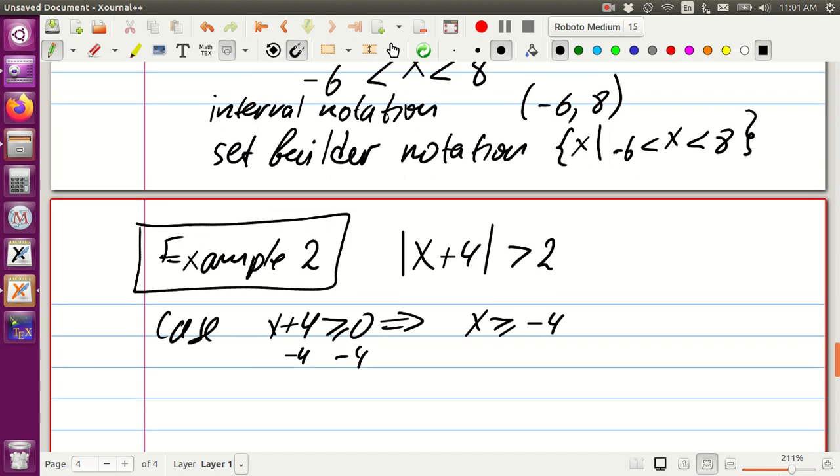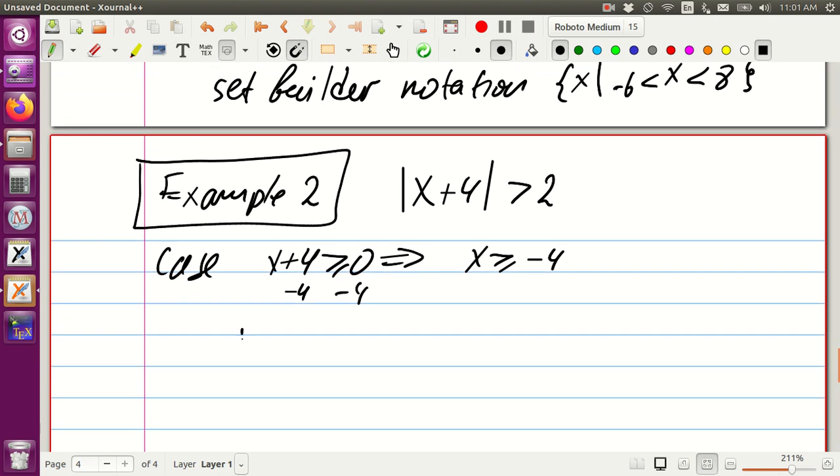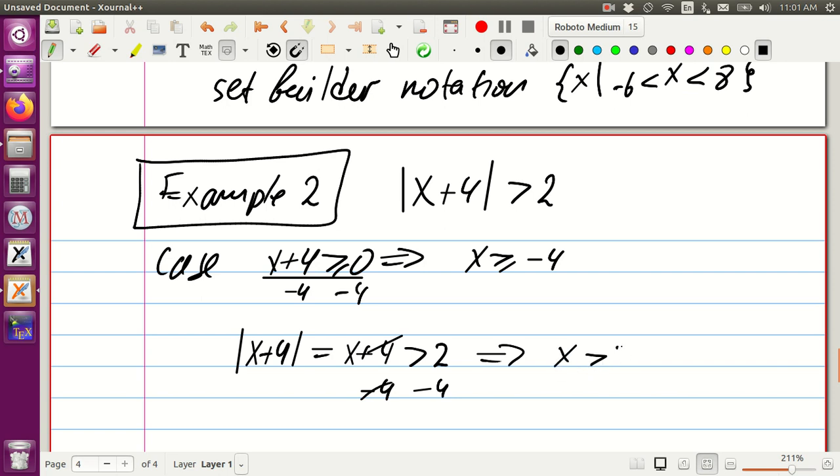All right, so let's look at the inequality. We have |x + 4|, which is just x + 4, since x + 4 is greater or equal than 0. And we have to set it greater than 2. So we're going to subtract 4 from both sides, and we'll get that x is greater than −2.